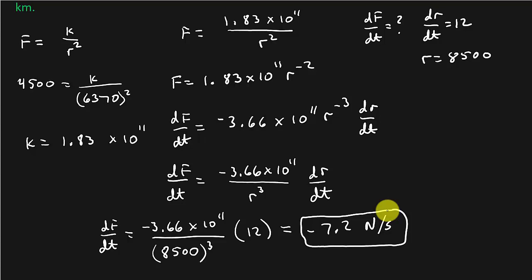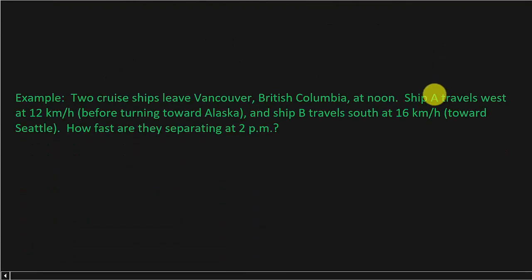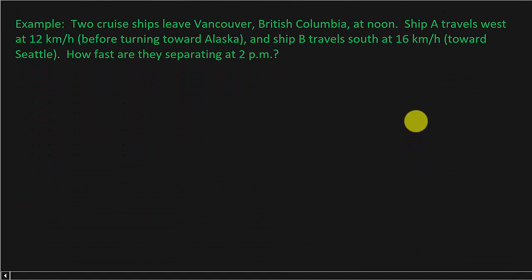All right, so last problem here. It says 2 cruise ships leave Vancouver, British Columbia at noon. Ship A travels west at 12 kilometers an hour before turning toward Alaska, and Ship B travels south at 16 kilometers per hour toward Seattle. How fast are they separating at 2 p.m.?